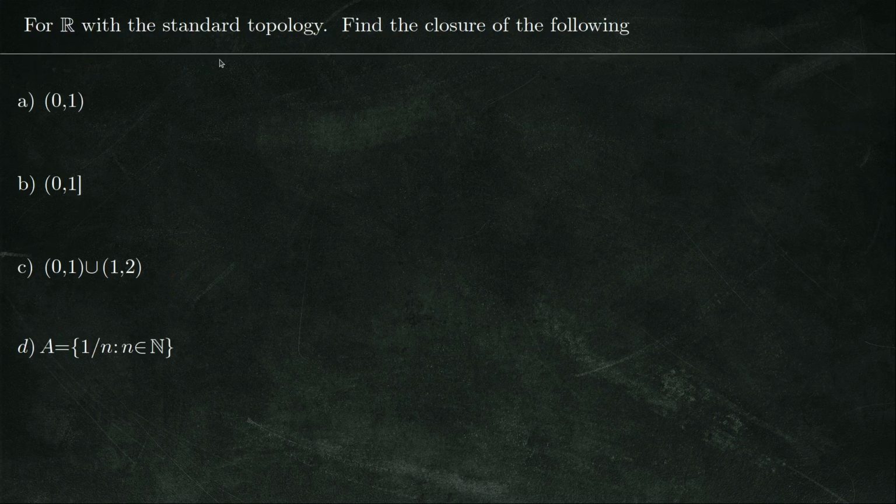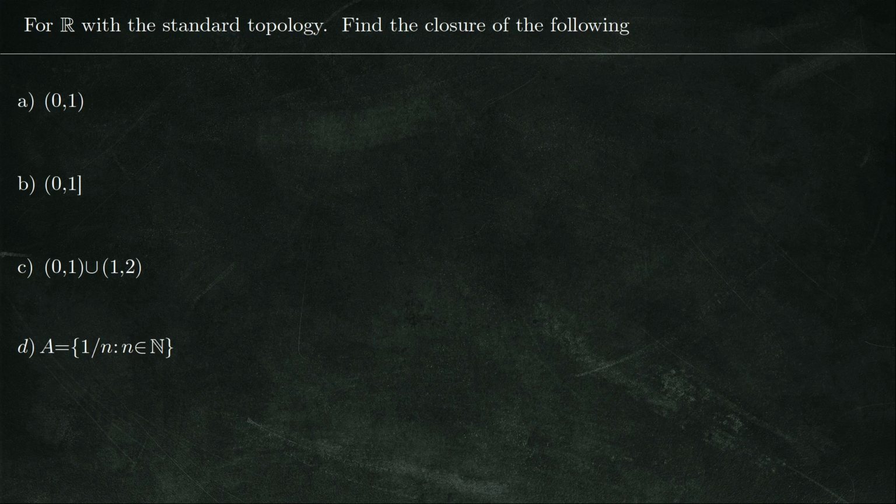Right, our next example is for R with the standard topology. We want to find the closure of the following. Now, because this is an infinite set, every one of these subsets is going to have an infinite number of closed sets containing it. It's going to be easier to use the second definition and a little bit of intuition, to be honest, to start us off, and then we can check it using the definitions.